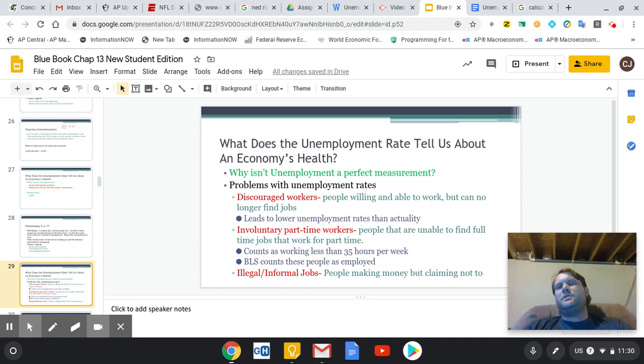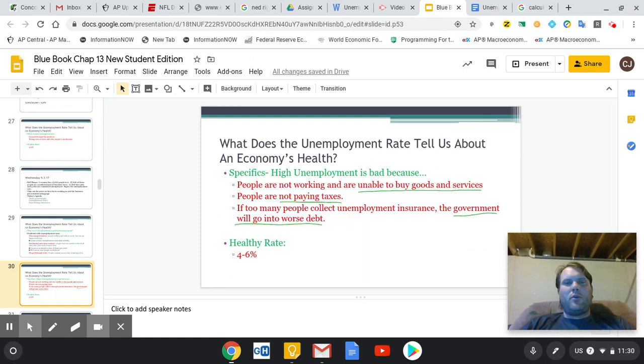Well, depending on if you say you're looking for a job, you're going to be considered either not in the labor force or unemployed. So again, it's kind of hard to keep track of, but not necessarily a huge problem.